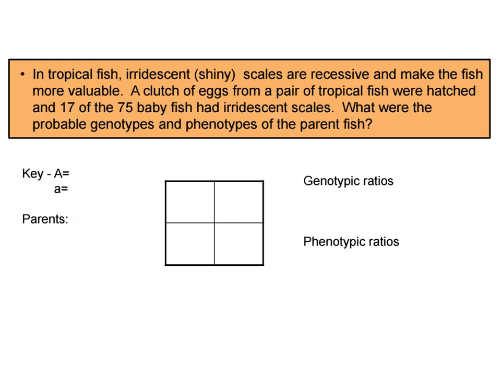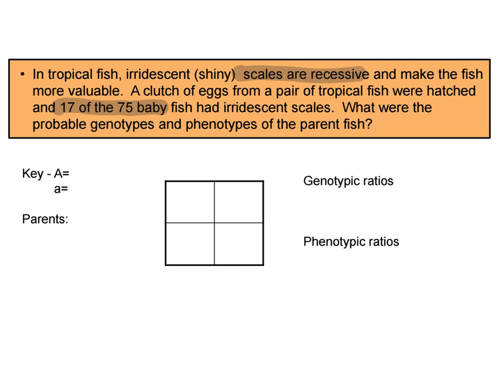So here's a second practice problem. If you would like to try this before I go through the problem, pause the video now, fill it out, and then follow me as I go through the example. In tropical fish, iridescent or shiny scales are recessive and make the fish more valuable. A clutch of eggs from a pair of tropical fish were hatched, and 17 out of the 75 baby fish had iridescent scales. What were the probable genotypes and phenotypes of the parent fish?